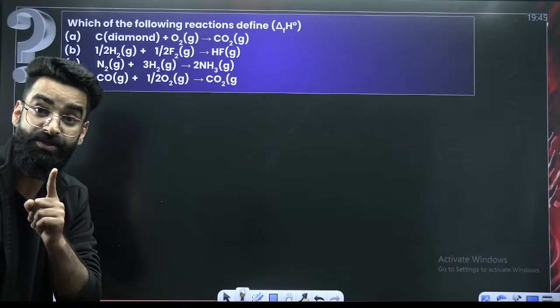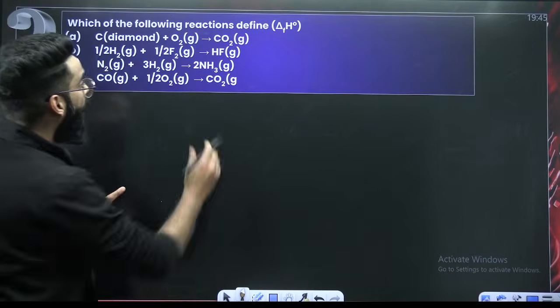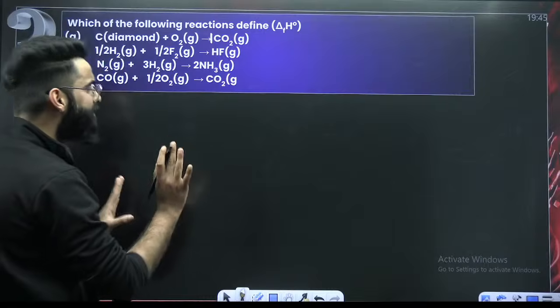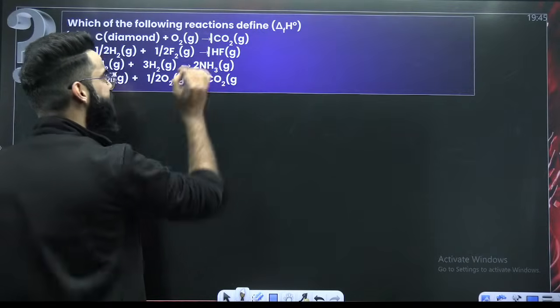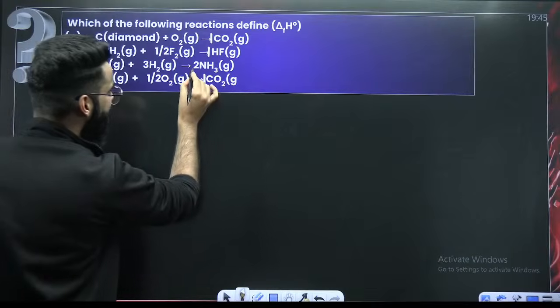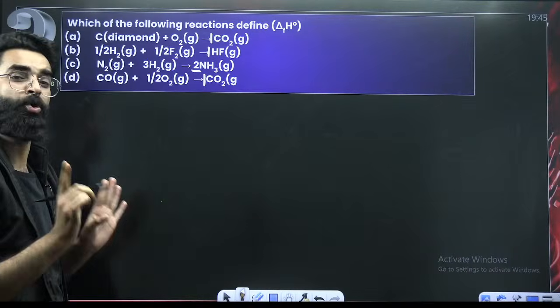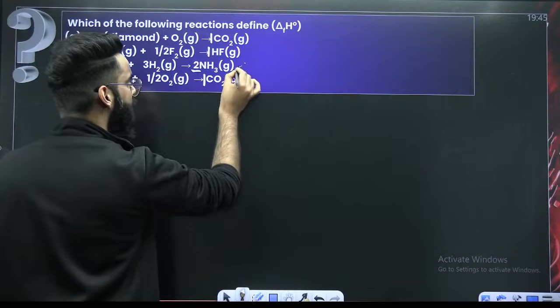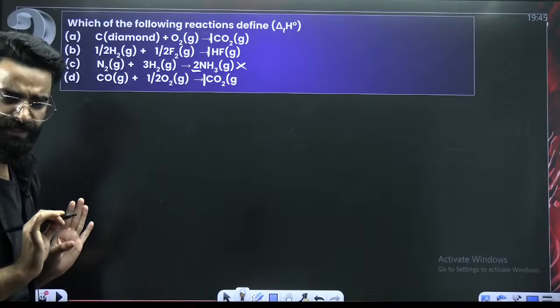1 mole of substance has to get formed. Over here, 1 mole of substance is being formed. But here, 2 moles of the substance are being formed. So cross it first of all.